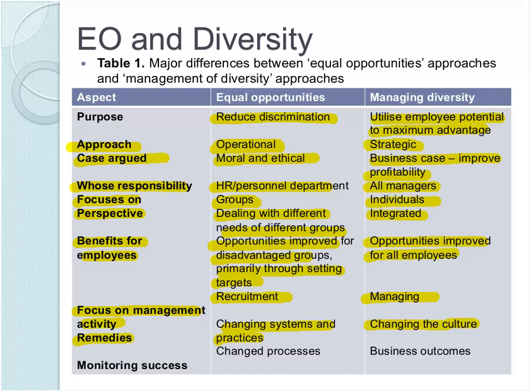Another one is monitoring success. Equal opportunities change the processes. But in managing diversity, you see, the business outcomes are about trying to get profits and advantages from different people, improving the effectiveness of the performance of people, which results in the company's production and productivity.